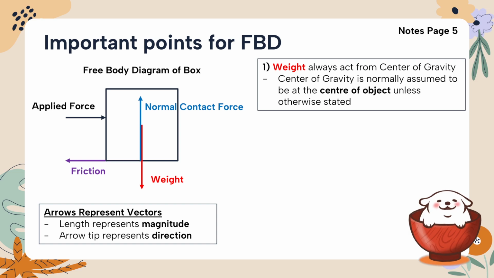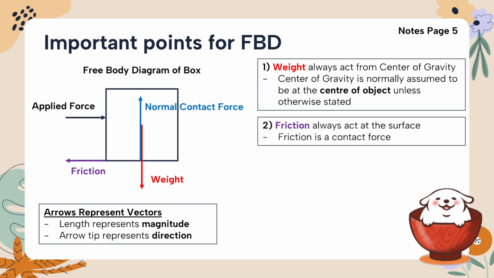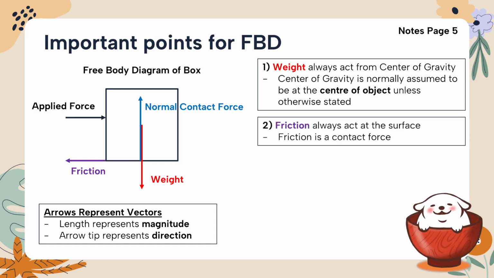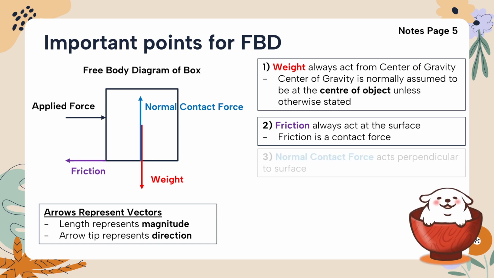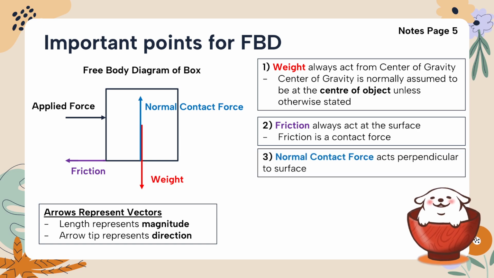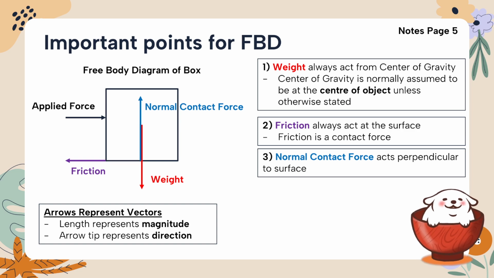The weight is always drawn from the center of gravity acting downwards. Normally, it is in the middle of the object unless otherwise stated in the question. Next, friction being a contact force must be drawn acting at the surface. And lastly, the normal contact force is always drawn perpendicularly, which is 90 degrees to the surface.